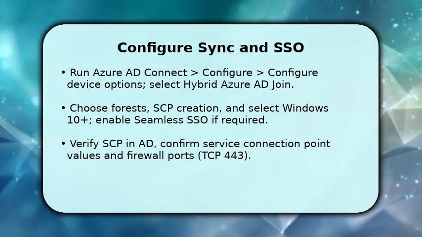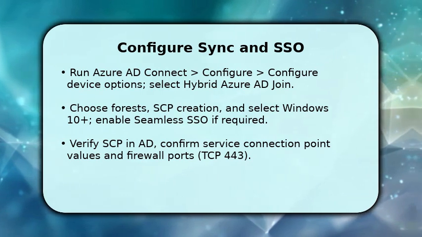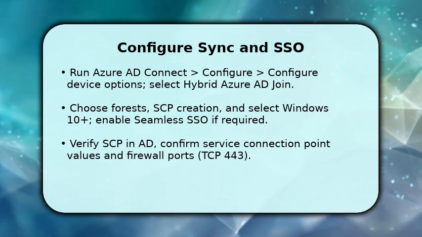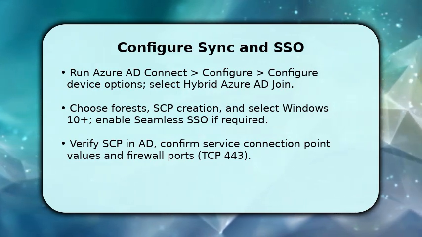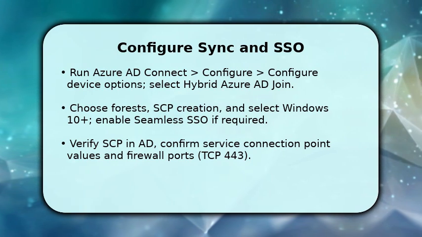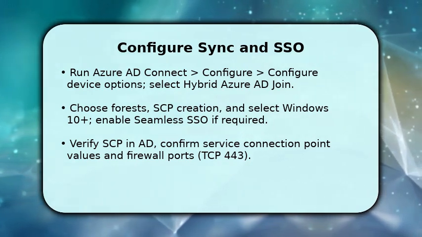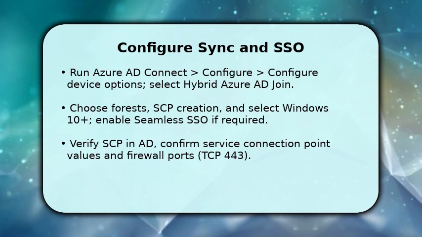Open Azure AD Connect, choose Configure Device Options, and select Hybrid Azure AD Join. Select the on-premises forests, let the tool create the service connection point, and target Windows 10 or later. If you need seamless SSO, enable it here to provide a transparent sign-in experience.